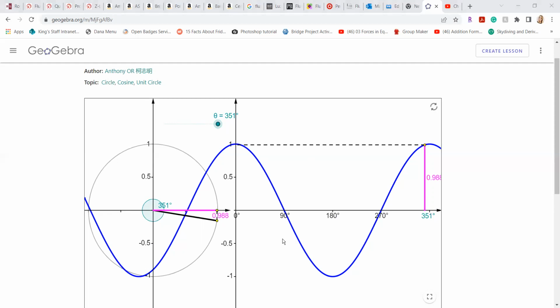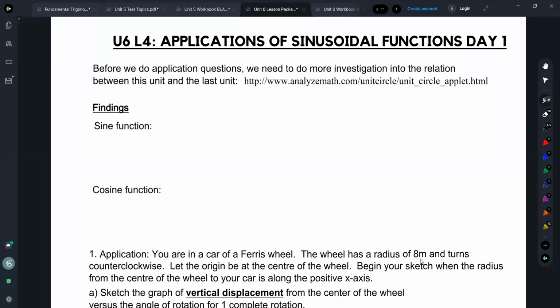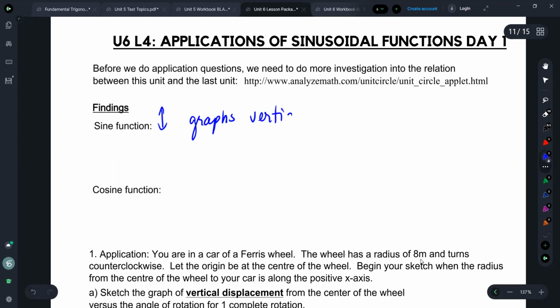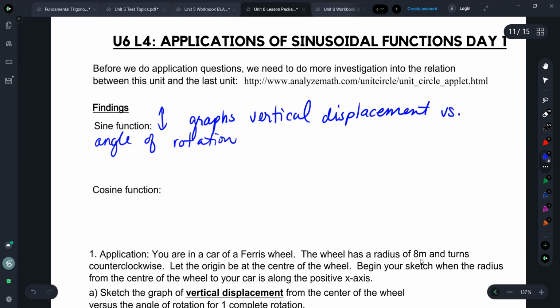So let's flip over to the lesson here. We're going to summarize this. Sine function is tracking vertical, where it's graphing vertical displacement versus the angle of rotation as a point rotates around the unit circle. Remember, we talked about the unit circle in the last chapter.